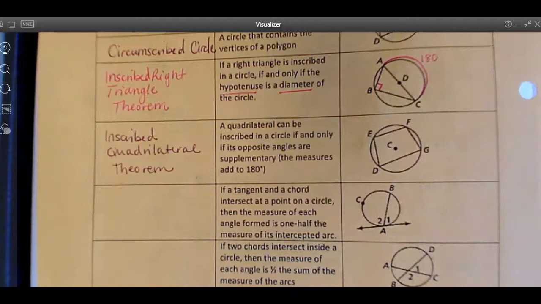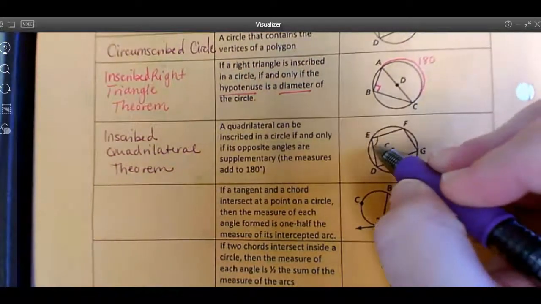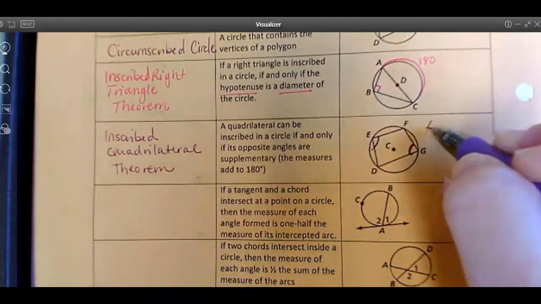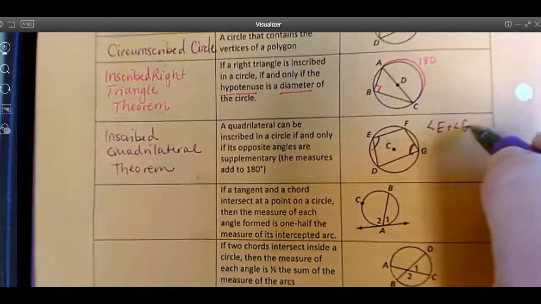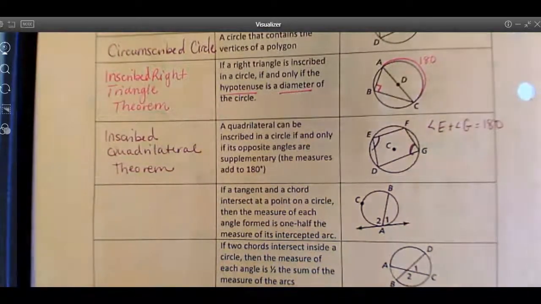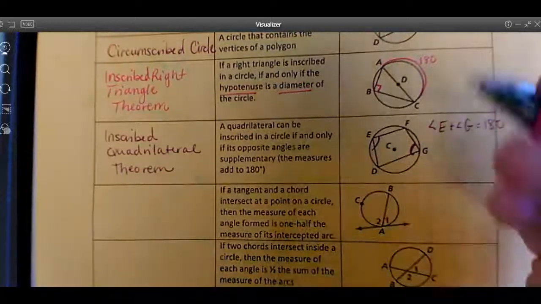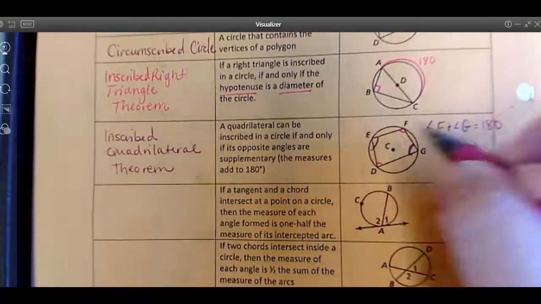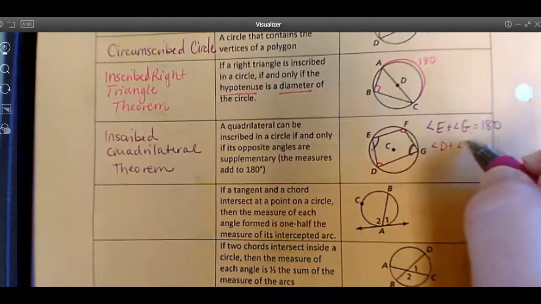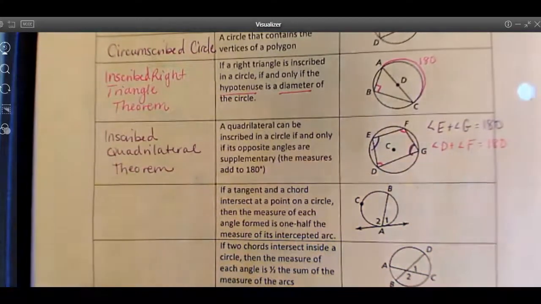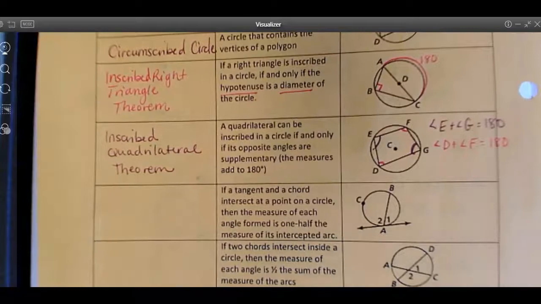So a quadrilateral can only be inscribed in a circle if and only if the opposite angles are supplementary, which means the measures add to 180. What that's telling you is that if I add angle E and G together, I have to get 180 because they're opposites. If I add D and F together, I have to get 180. Okay? So opposite angles for quadrilaterals have to add to 180.